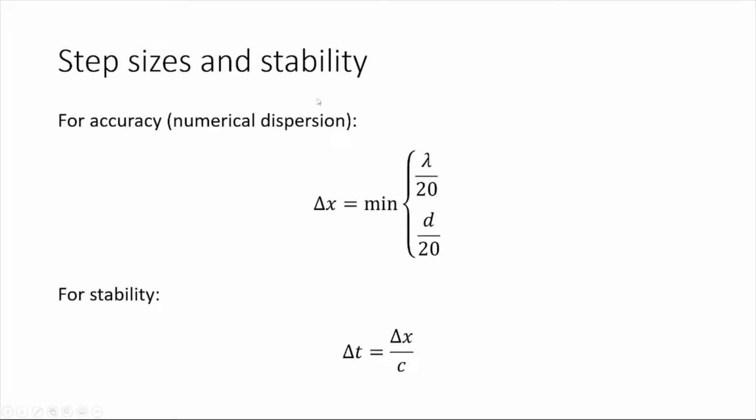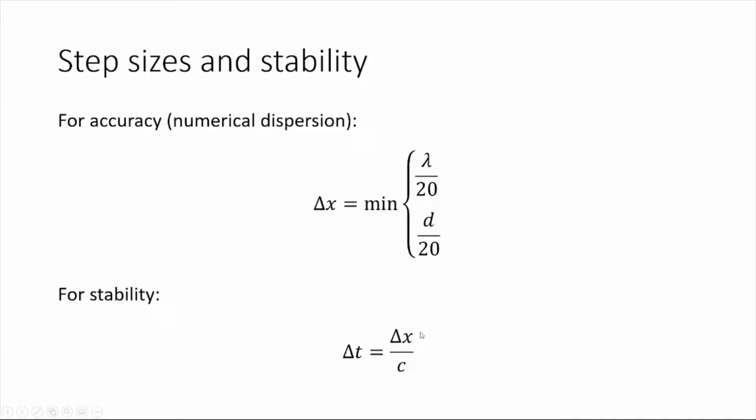So a better rule of thumb for your step size is the minimum between lambda by 20 or d over 20. Again, it's a rule of thumb. I recommend doing some convergence testing if you're actually planning on using these results for something serious like a paper or a thesis. Make sure you do some convergence testing, but this is a good starting point. Finally, for stability, we're just going to use delta t equal to delta x over c. So that's unconditionally stable.